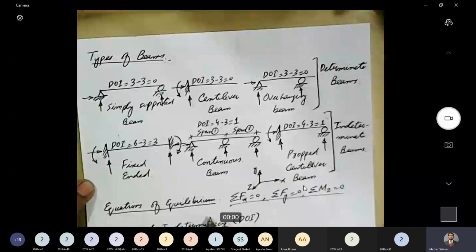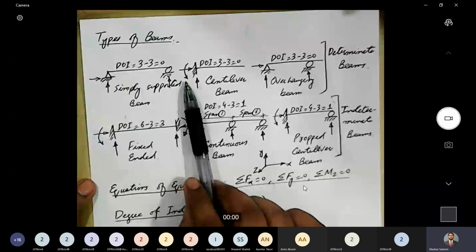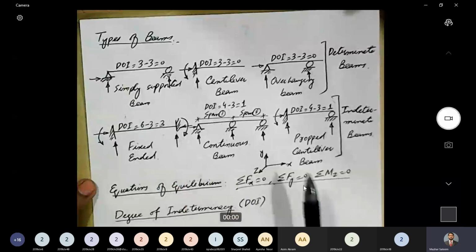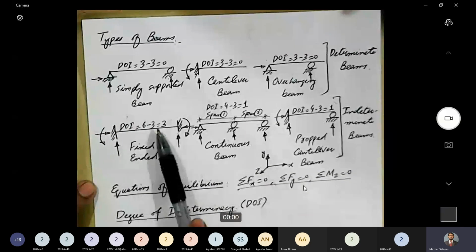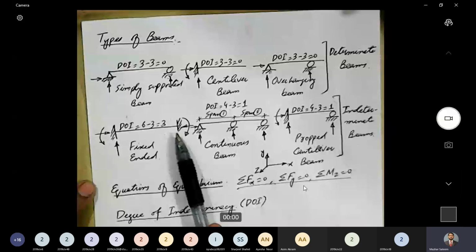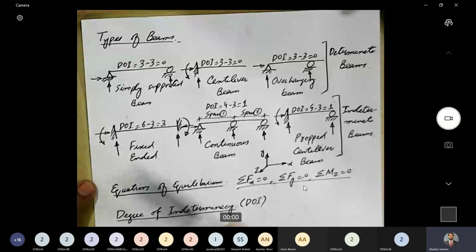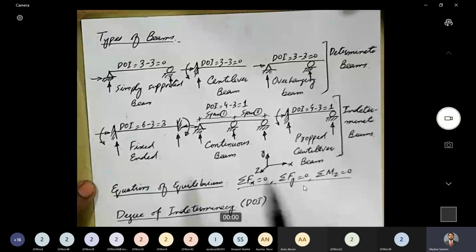Fine. So this is how we calculate degree of indeterminacy. First of all, we see how many unknowns or how many reactions are there. Then we see how many equations of equilibrium are there. For 2D system, these will always be 3. And we take the difference, and that difference gives us degree of indeterminacy. The significance of degree of indeterminacy is that it tells us about the number of additional relationships that will be required in order to analyze the system.